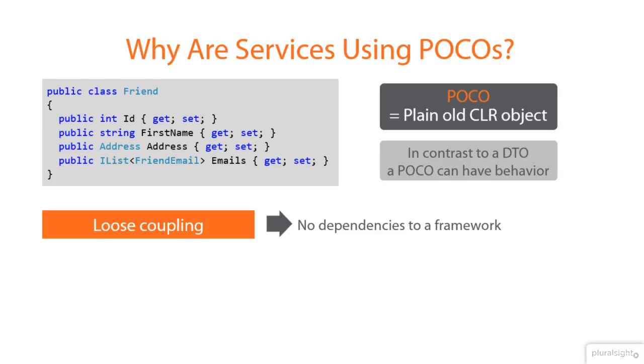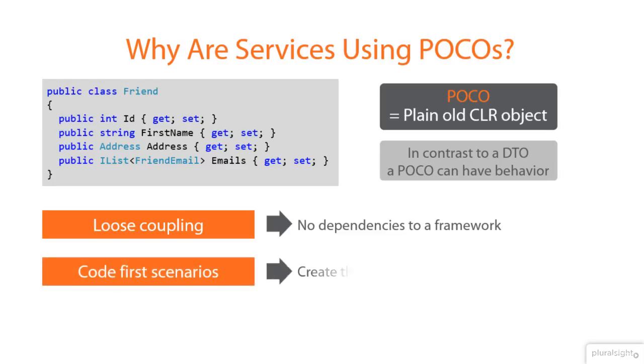Another reason why POCOs are used are the popular code-first scenarios. With the code-first scenarios, you just create your model without thinking about the persistence layer. Then you can hook in Entity Framework or another object relational mapper to create the database for you.